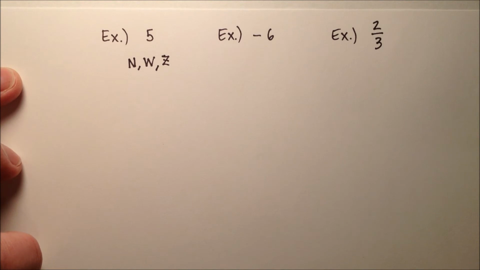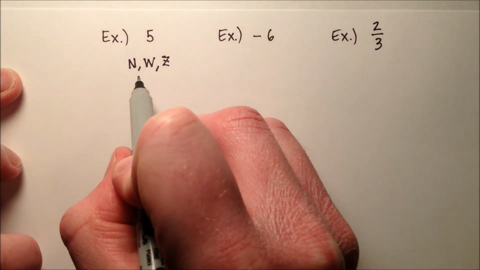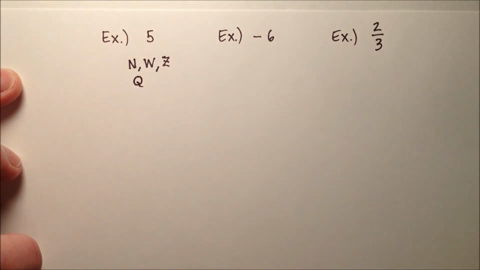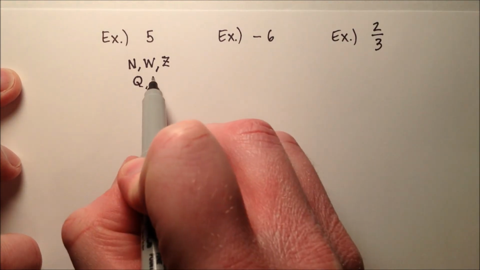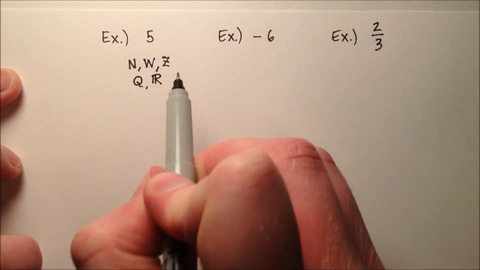And working our way up the chain, if it's an integer, it's also a rational number, because 5 can also be written as a ratio of two integers, as 5 over 1, or even 15 over 3, which simplifies to 5, or even negative 10 over negative 2, which also simplifies to 5. And if it's a rational number, we know it's also going to be a real number.